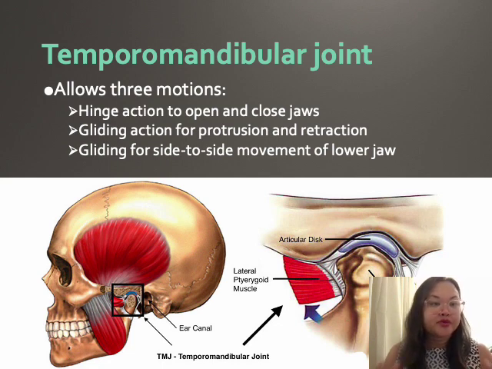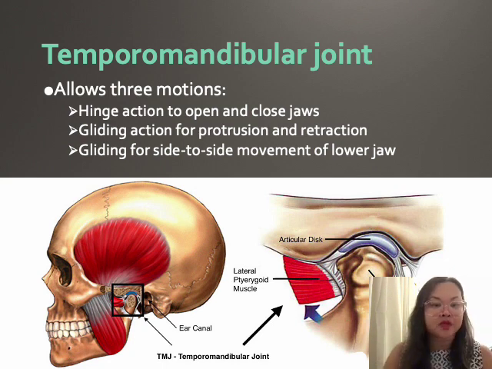The temporomandibular joint we're familiar with because we've been assessing cranial nerve 5. This joint allows 3 different types of motion. We have a hinge action, which allows us to open and close our jaw. We have the gliding action, and this helps us with protrusion and retraction. And then we have the gliding for side-to-side movement, which we can do with our lower jaw as it moves side to side.